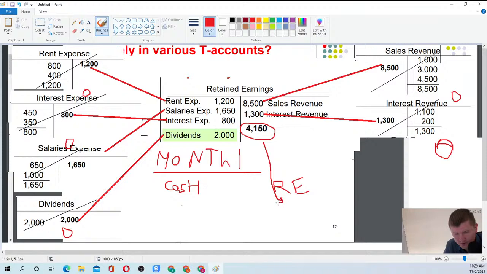So at the end of the month, we have 4,150 in retained earnings. And because the balance should balance, and we assume that we paid all those expenses and dividends and received everything in cash, we say that our cash was 150,000. So at the end of the first month, we reset all these accounts to zero.